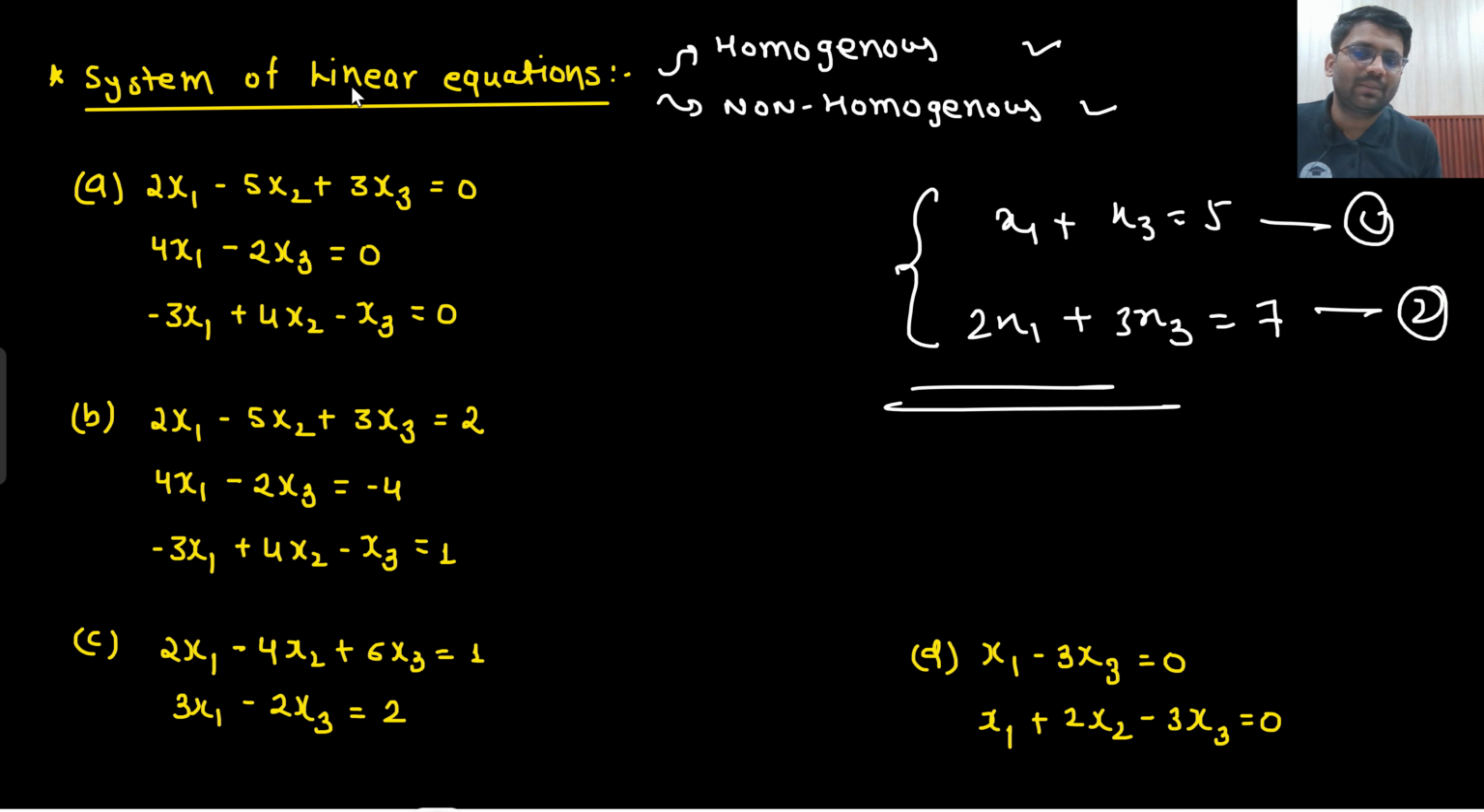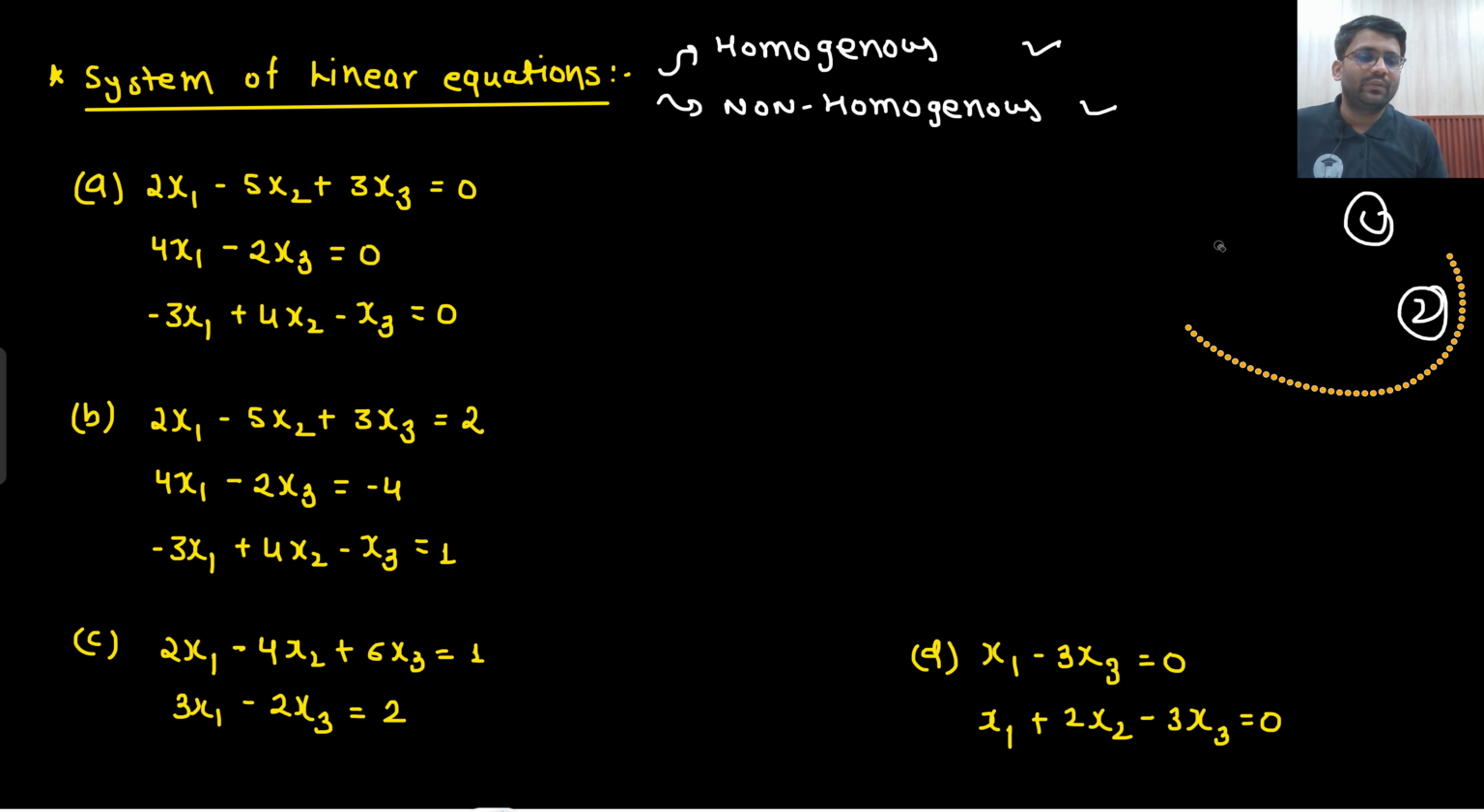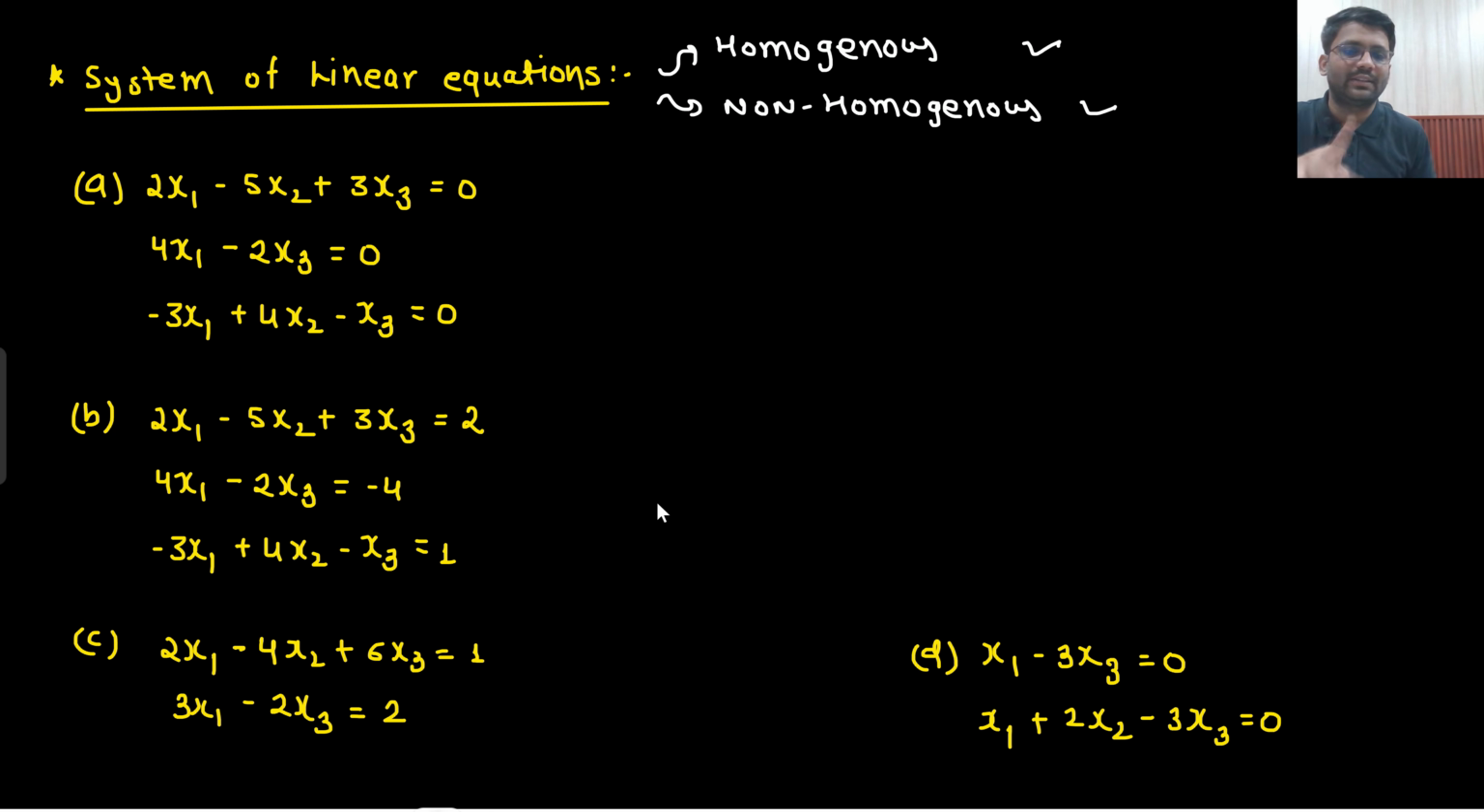Now what is the meaning of system of linear equations? Linear means the maximum power of the variable should be 1. What is the maximum power here? 1. Who are the variables here? The variables are x1, x2 and x3. Maximum power 1 here, here also, and here also.